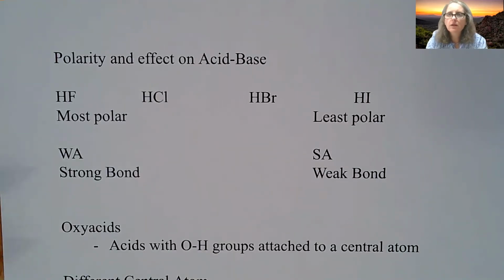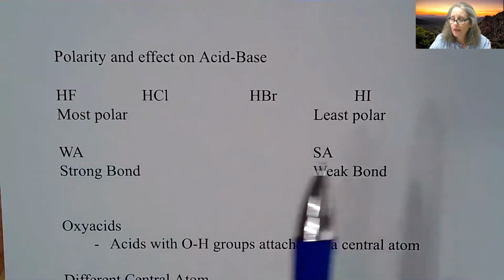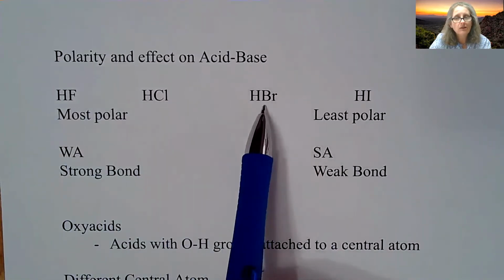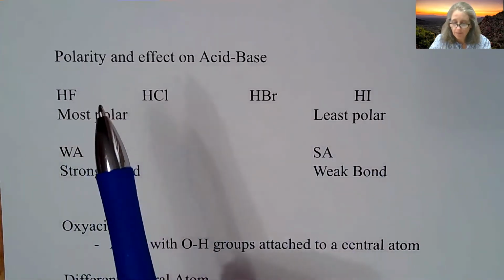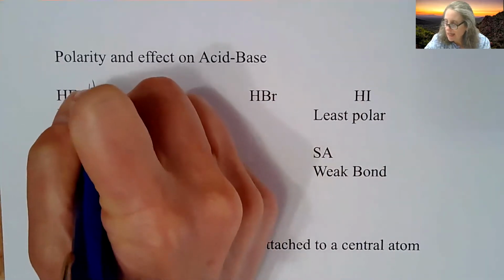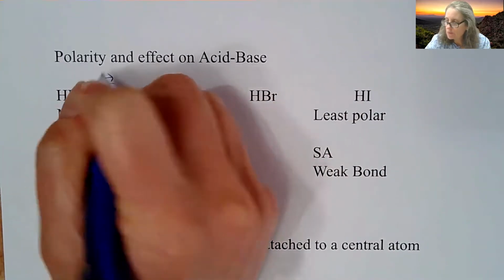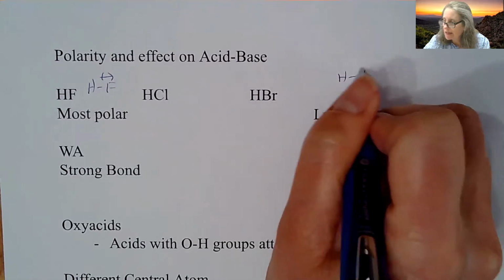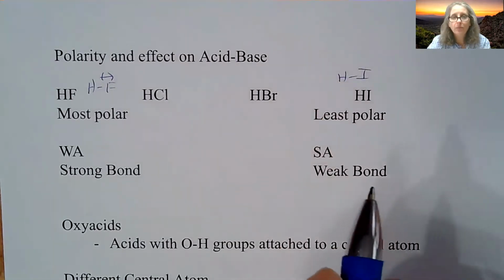So this is going to finish up chapter 16, just some finer points about acid base. First off is a mention of polarity versus how the hydrogen comes off in an acid situation. If I'm looking at the halogens, HF, HCl, HBr, HI, the bond itself between H and F is the most polar, while the bond in the HI is the least amount of polarity.